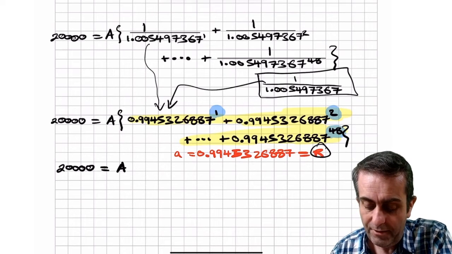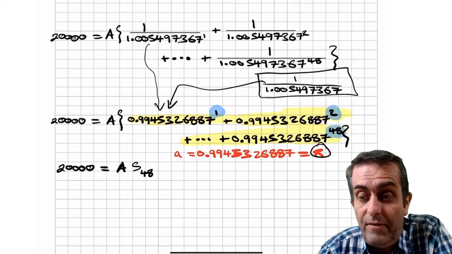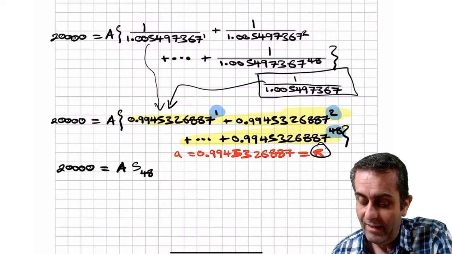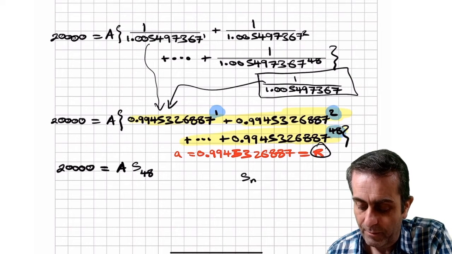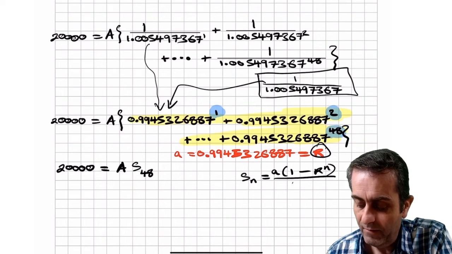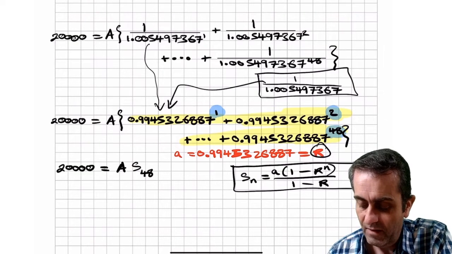So we now work out S48 of our geometric series. So the sum of the 48 terms of this series. Now in the log tables, we look up the formula. Sn equals A multiplied by 1 minus r to the power of n over 1 minus r. And remember, that's the version we use when r is smaller than 1.